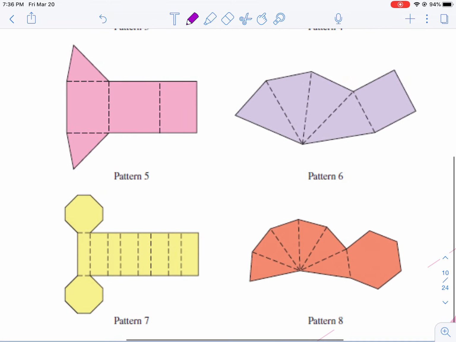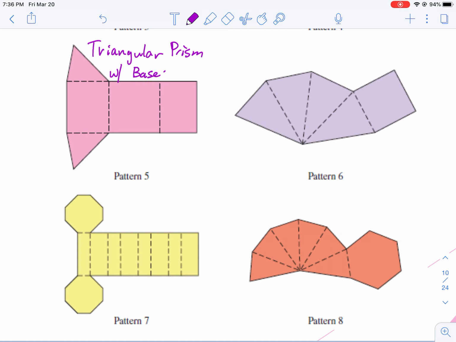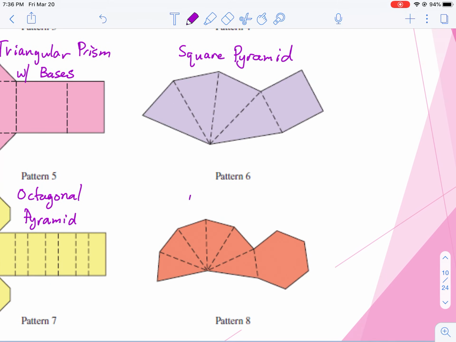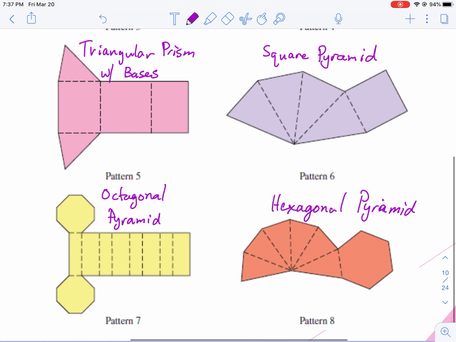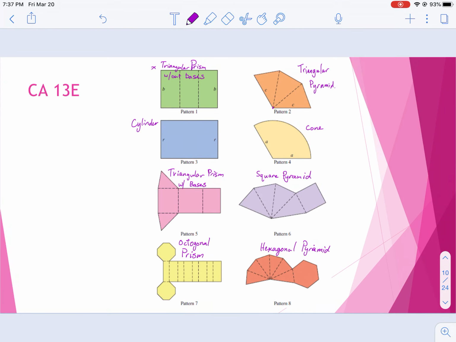Pattern 5. Actually, I would encourage you to pause it and do the next 4 on your own. This is going to be a triangular prism, but this time it has bases. This is going to be a square pyramid. This is an octagonal pyramid. And this is a hexagonal pyramid. And hopefully I didn't confuse you too much, because some of you are thinking that is not a pyramid, and you're right. This is an octagonal prism. My apologies there.